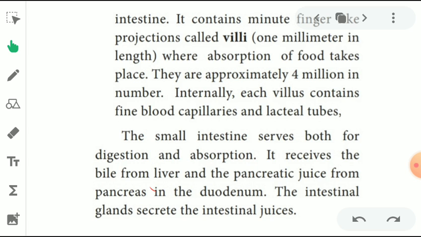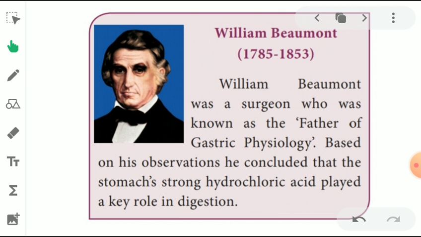Internally, each villus contains fine blood capillaries and lacteal tubes. Small intestine serves both for digestion and absorption: digestion with the help of enzymes and absorption with the help of villi. It receives the bile from the liver and pancreatic juice from the pancreas in the duodenum. The intestinal glands secrete intestinal juices.